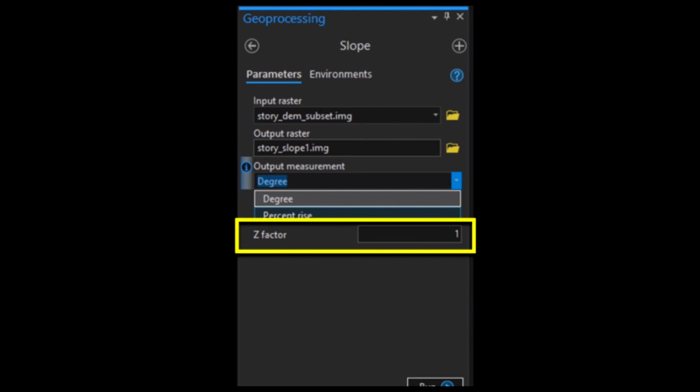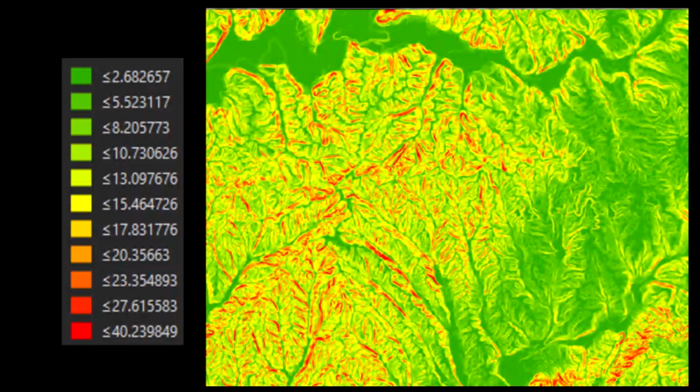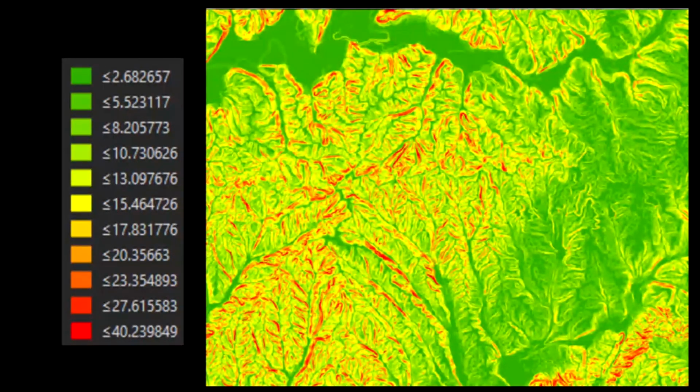So in other words, if your DEM uses meters for the x and y, but for the z-coordinate it uses feet, you'd punch in a conversion rate or a z-factor of 0.3048 because 1 foot equals 0.3048 meters, as ArcGIS explains here in the info pane. So basically what this particular output grid shows is the relationship of each cell to its surrounding neighbors in terms of the maximum change in topographic variation.